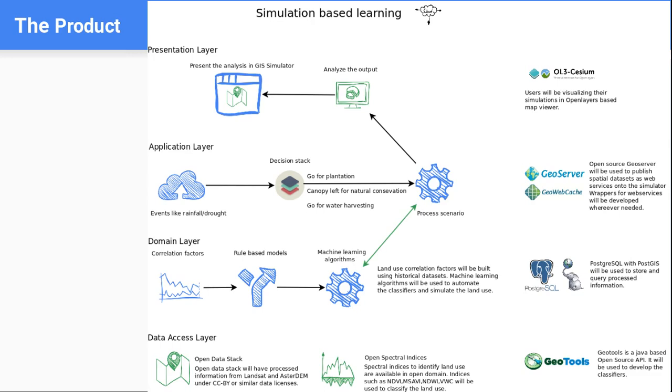So this will be the complete layer stack that we'll have. There will be data, there will be domain expertise, there will be application development, there will be presentation of the content to the citizens and stakeholders. So we'll be using open source tools at each level. For data, we are using GeoTools. For domain, we use PostgreSQL and PostGIS. For servers, we use GeoServer, GeoWebCache kind of thing. And then for presentations, we use OpenLayers.